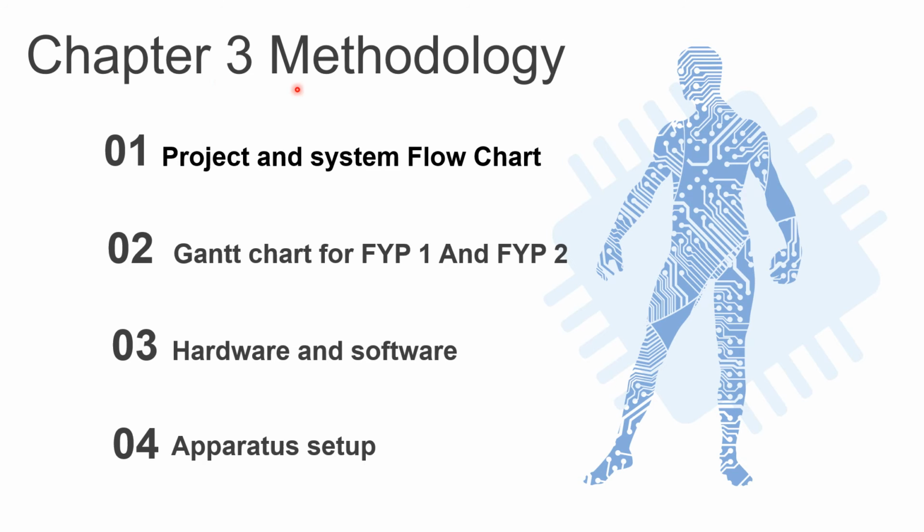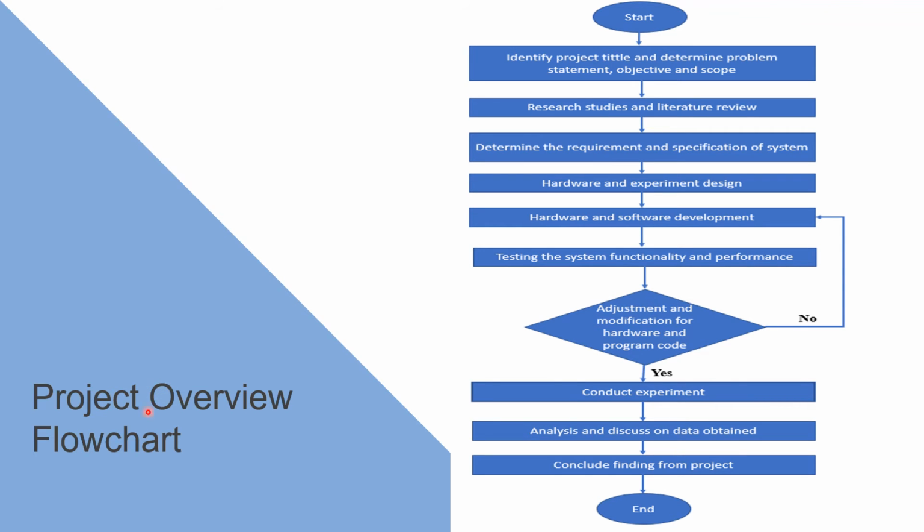For Chapter 3, Methodology, it consists of project and system flowchart, Gantt chart for FYP1 and FYP2, hardware and software, and the apparatus setup. First, we start on project overview flowchart. Start, identify project title and determine problem statement, objective, and scope. Research study and literature reviews. Then, determine the requirements and specification of system. Hardware and experiment design. Hardware and software developments.